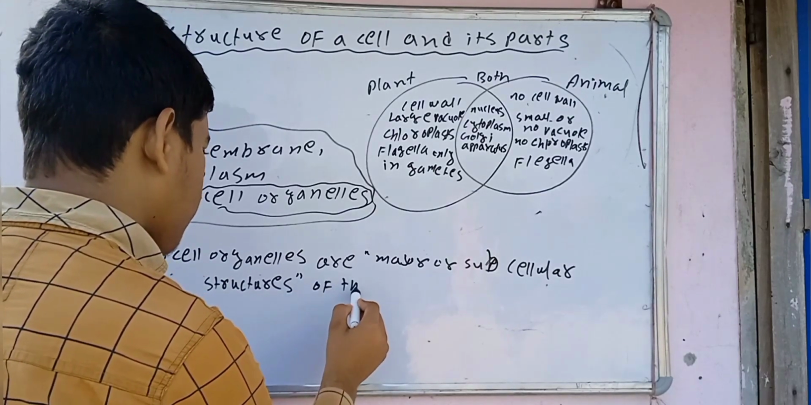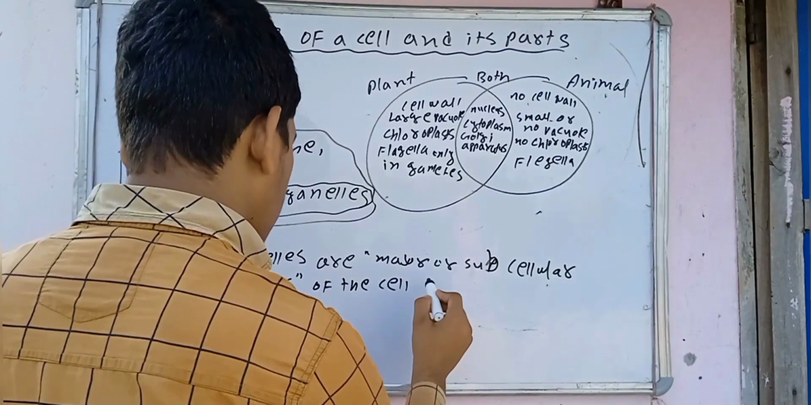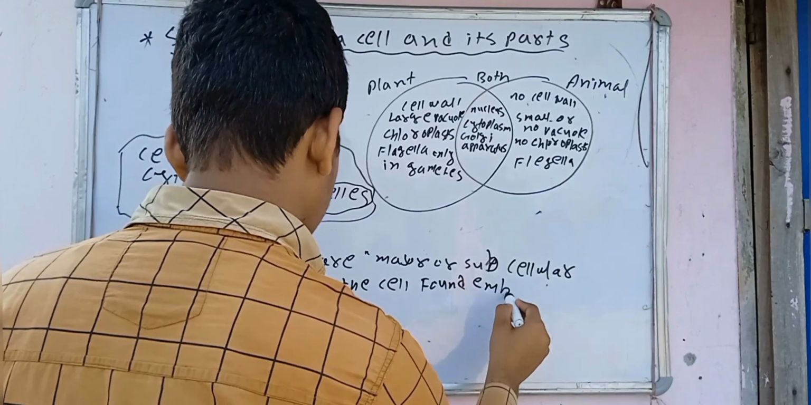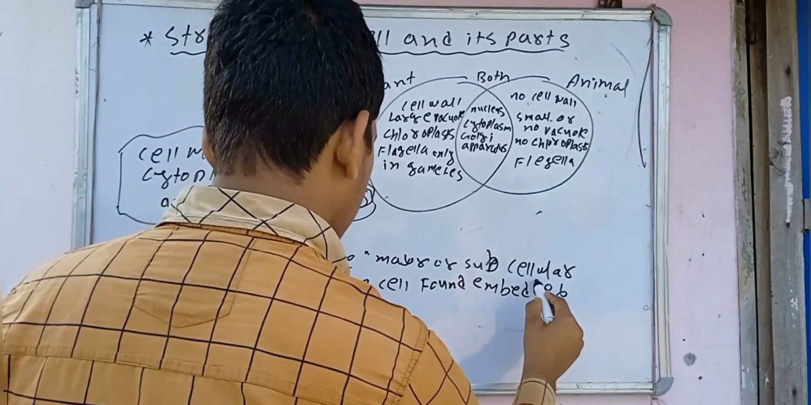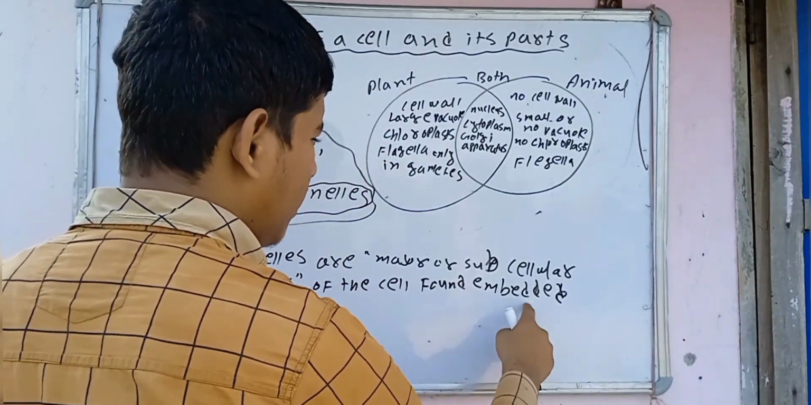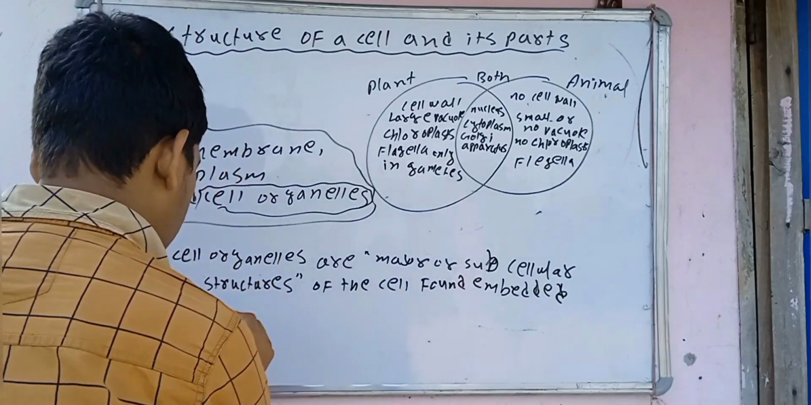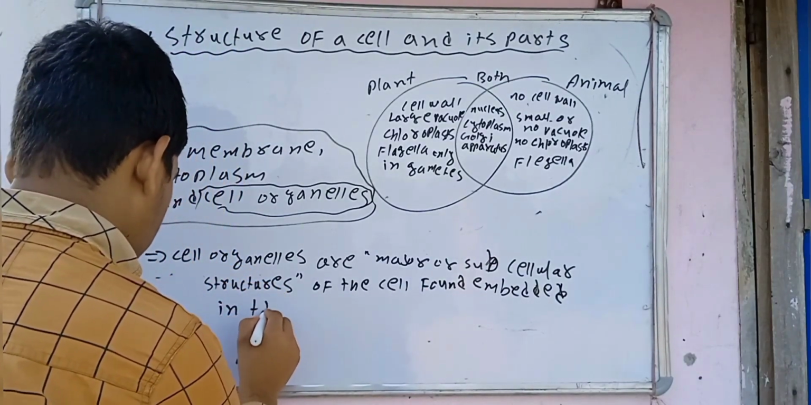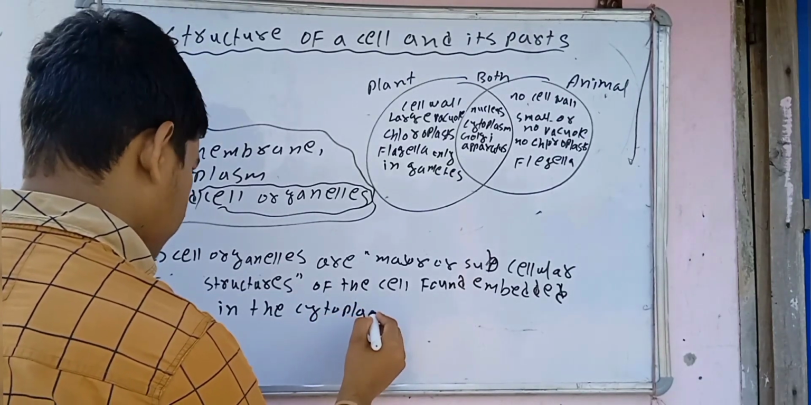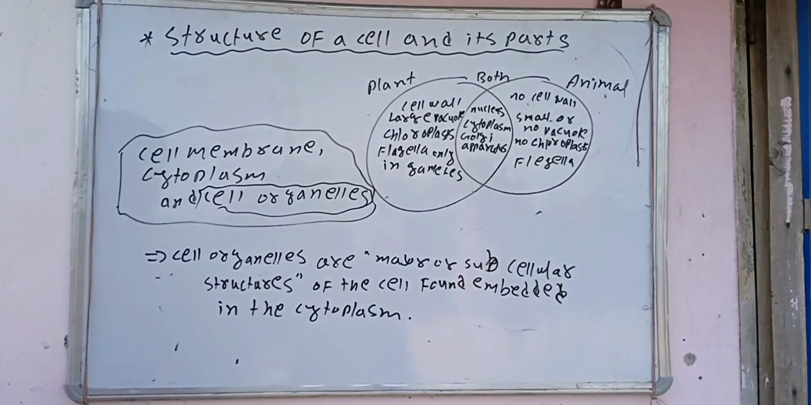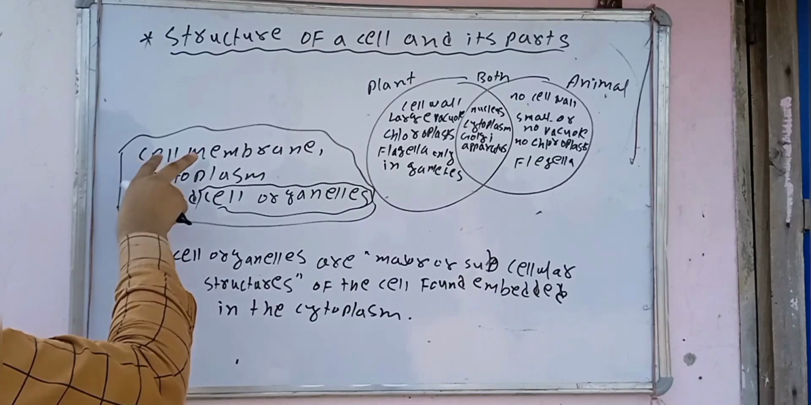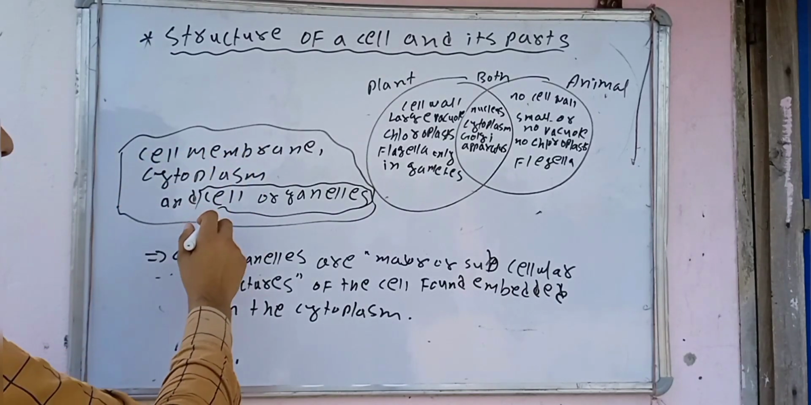Structures of the cell. Found embedded. Embedded means attached, right? Embedded in what? In the cytoplasm. So here, these are some cellular components: cell membrane, cytoplasm, and cell organelles.